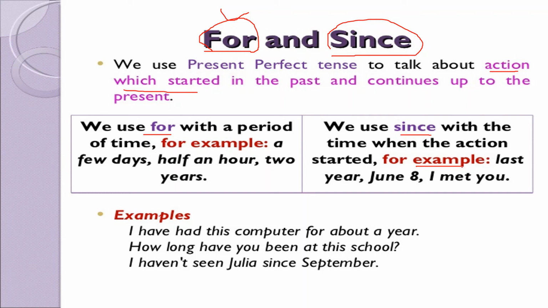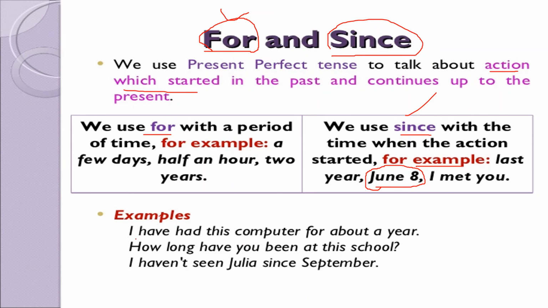For example, last year, that means in the previous year I have done that. June 8 is also an exact time, right? So that is why we can use since for that, right? If we are having the exact time, we will use since. If we are having a particular duration, then we will use for.